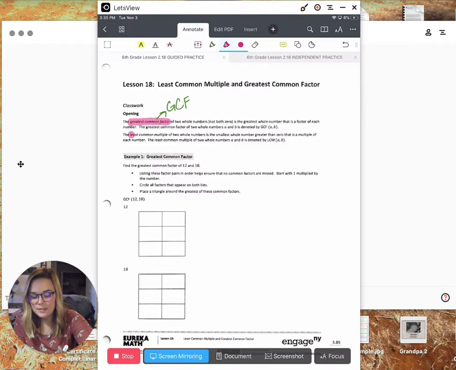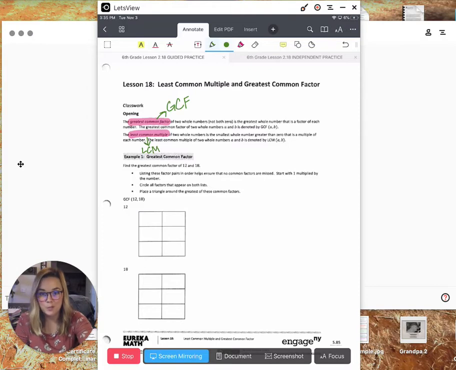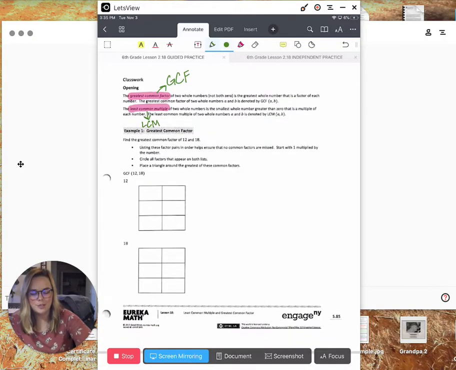And then least common multiple. The least common multiple of two whole numbers is the smallest whole number that's greater than zero that is a multiple of both of the numbers. And we might see LCM to mean least common multiple. All right, now let's talk a little bit about how to find each of these.